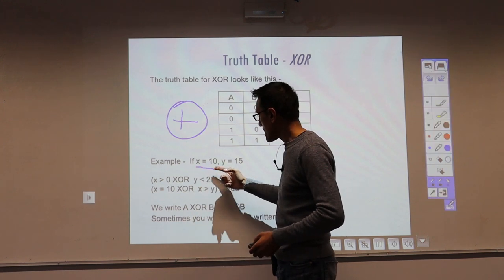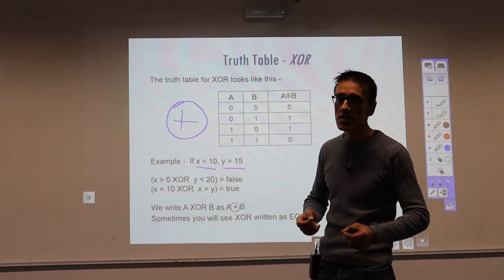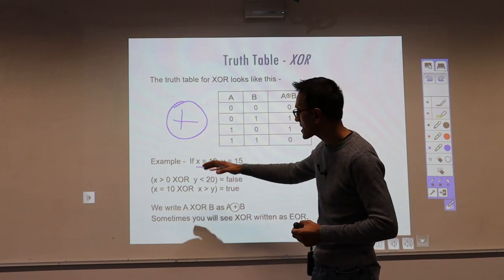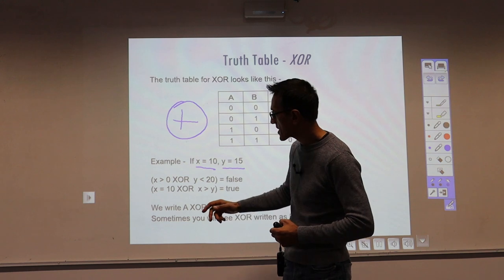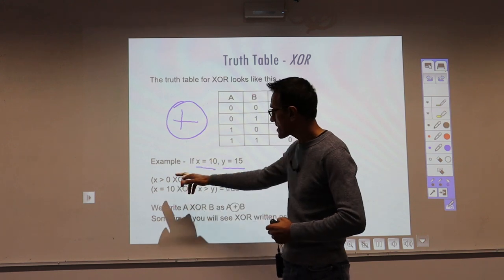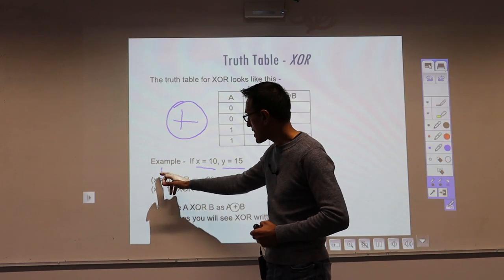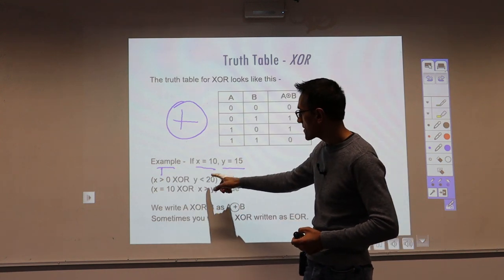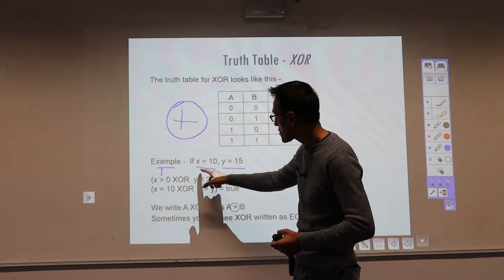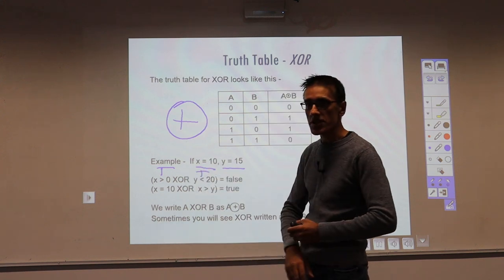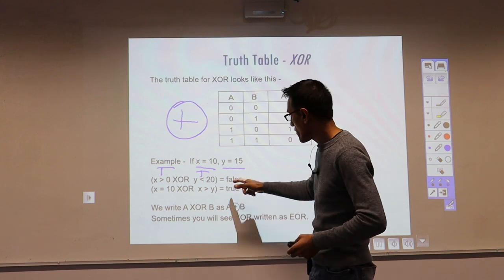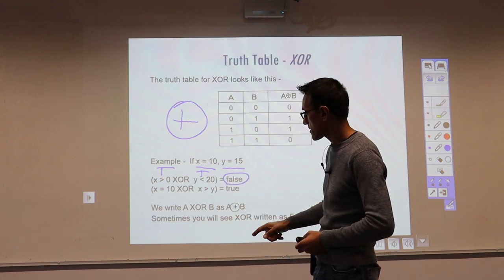So we're going to look at this expression using these two values. X is 10, or Y is 15. So X equals 10, Y equals 15. X is greater than 0? Yes, that is true. Y is less than 20? That is also true. Both of these values are true. So exclusively, both are true. Therefore, the output is going to be false.